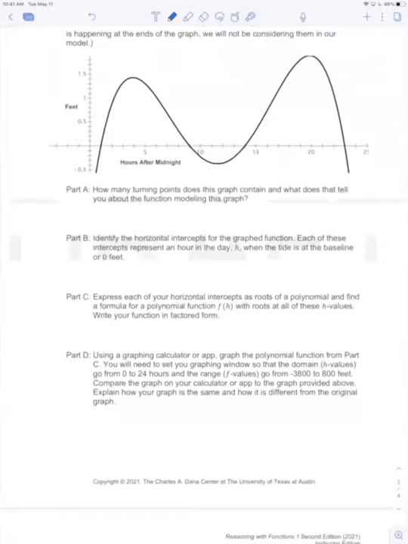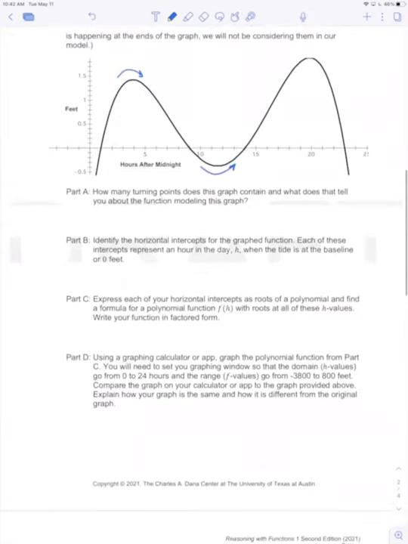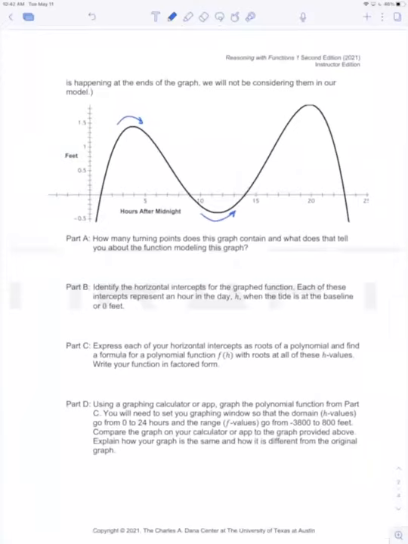Part A, how many turning points does the graph contain, and what does that tell you about the function modeling the graph? Well, for turning points, remember, here's a turning point, goes from up to down, and then down to up. And let me rescale that. Sorry about that. And then once more, we go from up to down again. So it looks like we have 3. So I'm going to put 3 turning points.